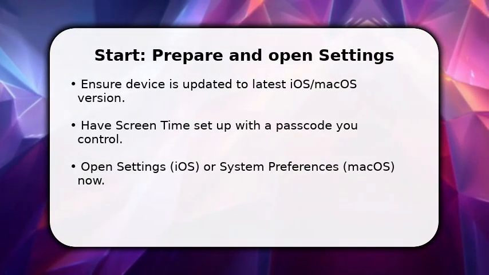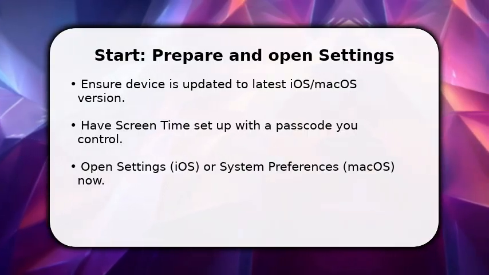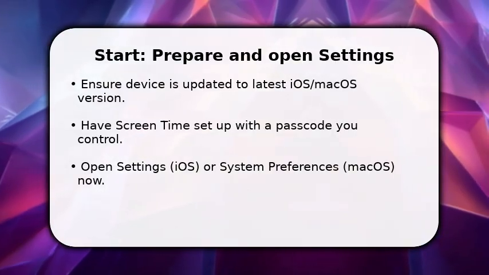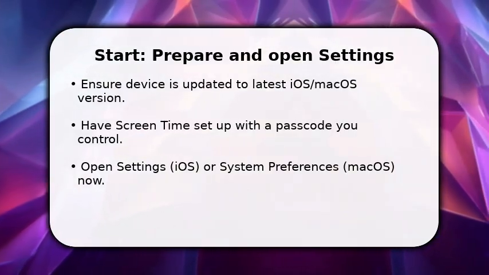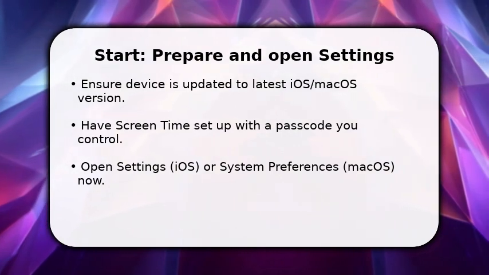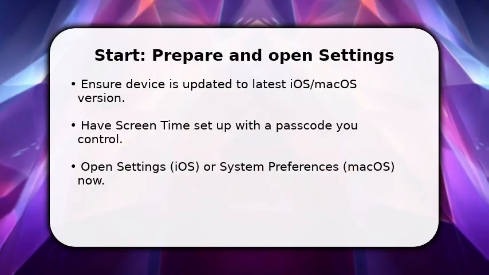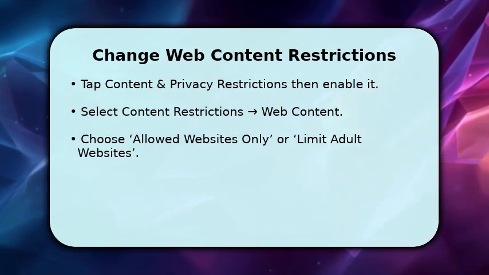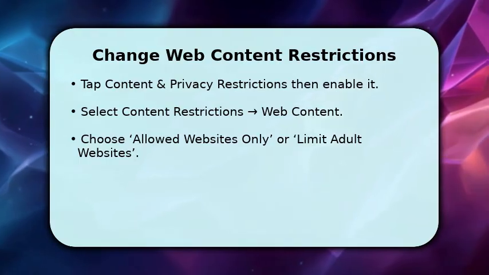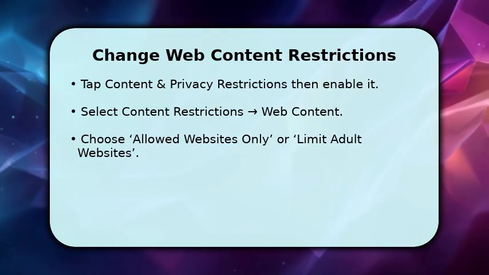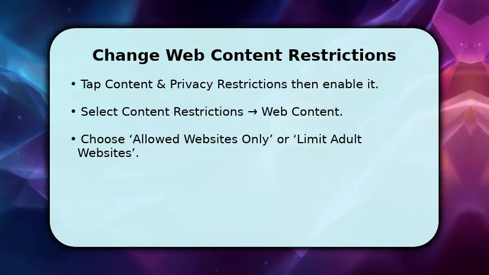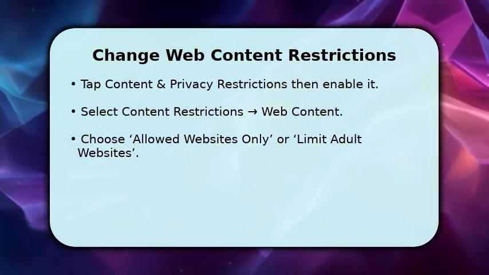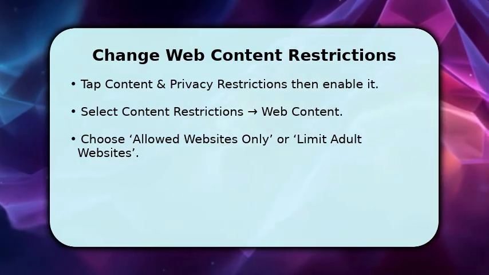This step prevents users from re-enabling private browsing, so set a passcode you won't share and proceed to content and privacy controls. Now you'll change web content settings to remove the private option. In Content and Privacy Restrictions, tap Content Restrictions, then find Web Content. Choose Allowed Websites only to lock Safari to a curated list or limit adult websites to restrict features including private browsing. Once done, add approved sites or adjustments.